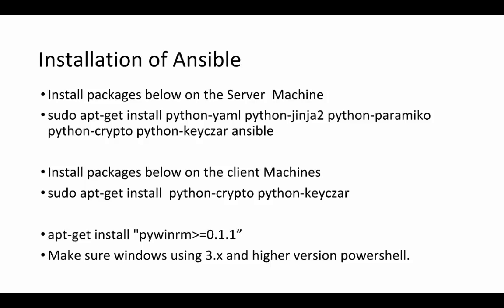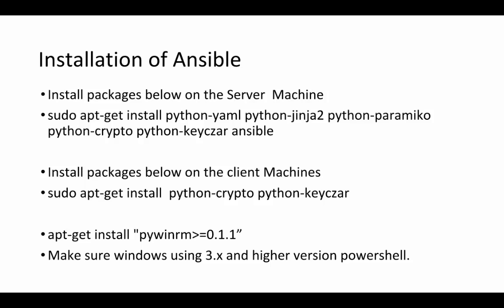And also there are certain remote machines which you are going to manage from the Ansible server. There is only one dependency which should be there on the remote machine for Ansible to manage all those remote nodes, and this is again Python, and to be precise Python Crypto and Python Keyczar. And if you want to use Ansible in a Windows environment, PowerShell should be version 3.x or higher. So this is the dependency if you are going to use Ansible in a Windows environment.